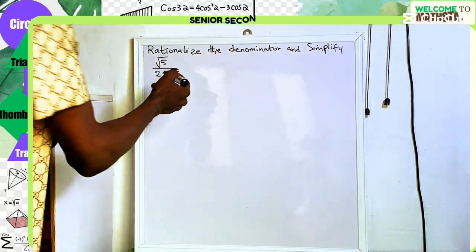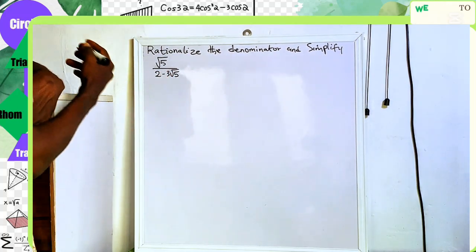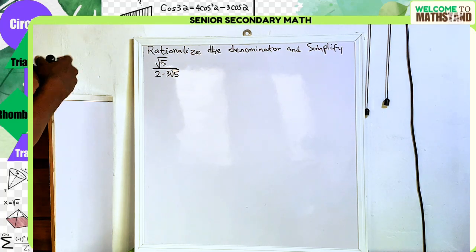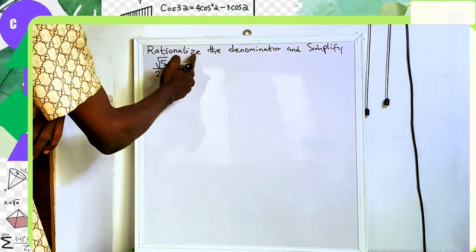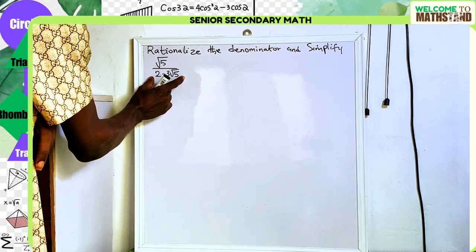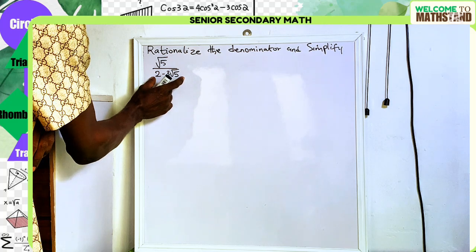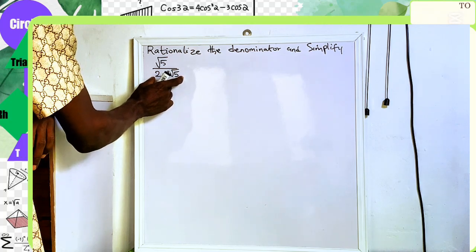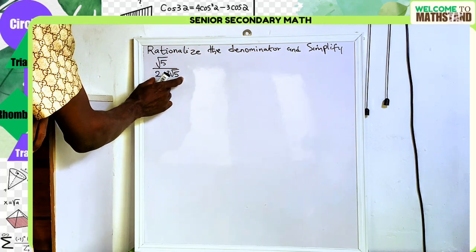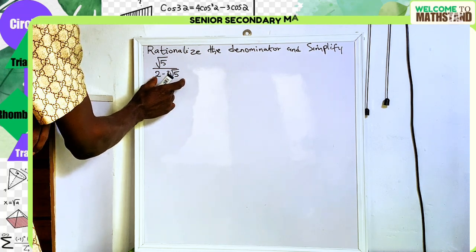Yeah, you are given this question: rationalize the denominator and simplify this expression. What we mean by rationalize the denominator is that this denominator is irrational, so you are asked to change it from an irrational to a rational number. For us to be able to do this, what do we do?